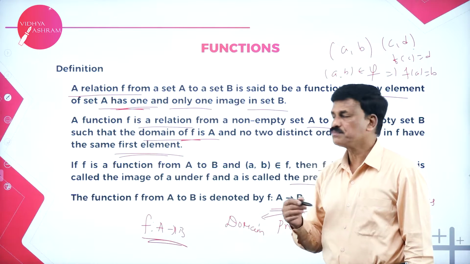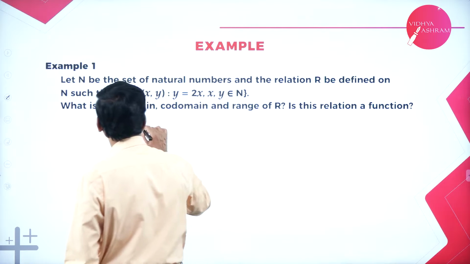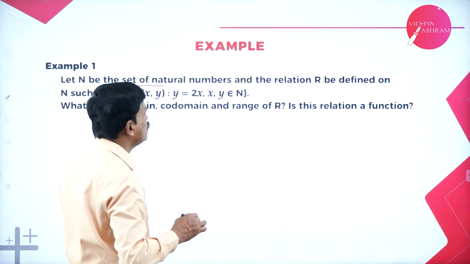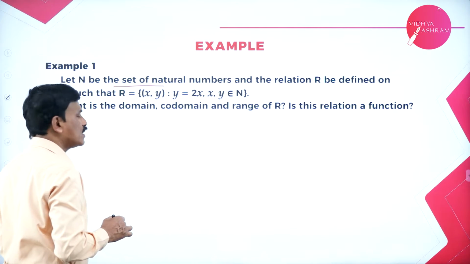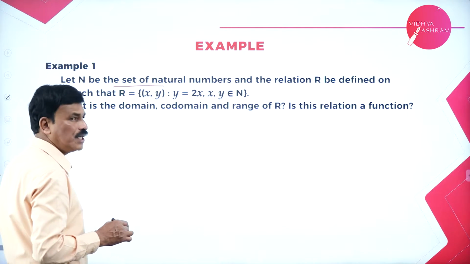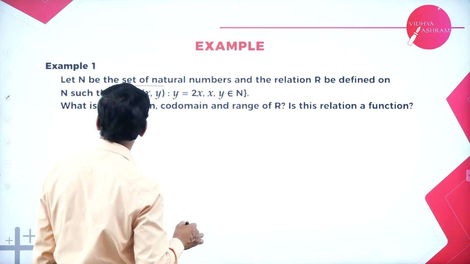Okay, right. Now, let us consider an example. Let N be the set of natural numbers and the relation R be defined on N such that the relation R is equal to {(x, y) such that y is equal to 2x and (x, y) belongs to N}.